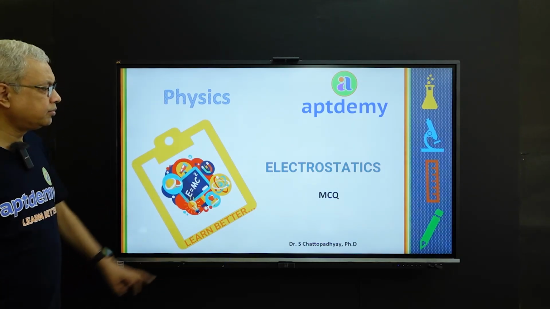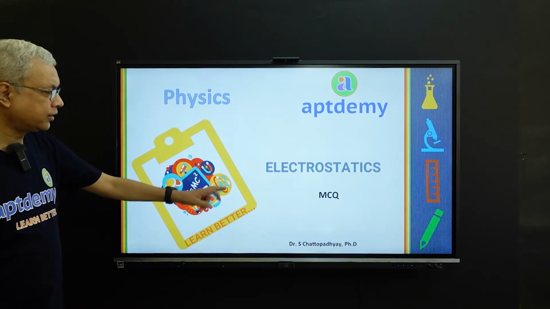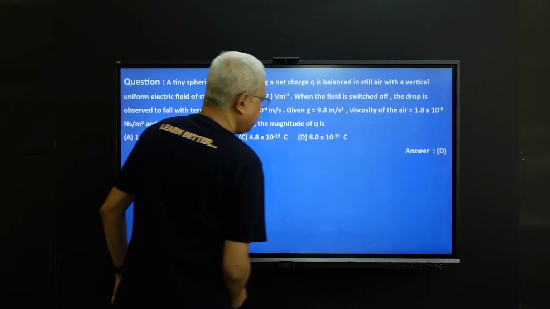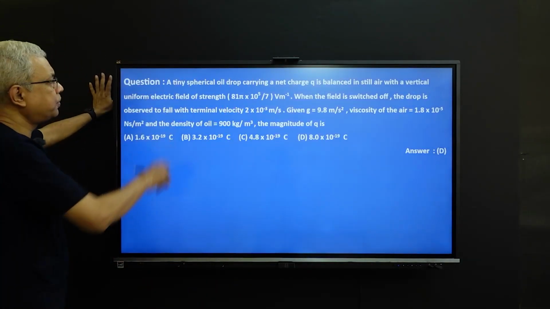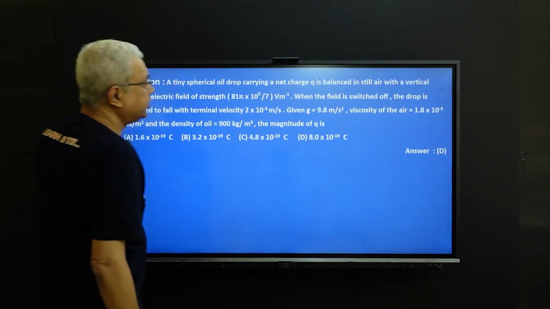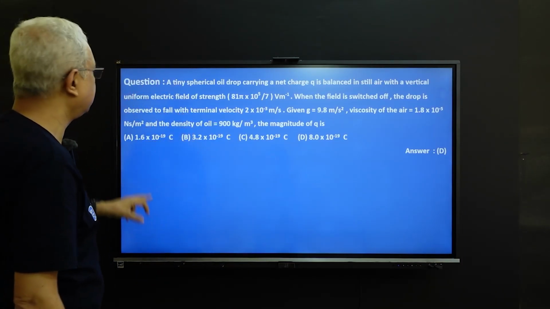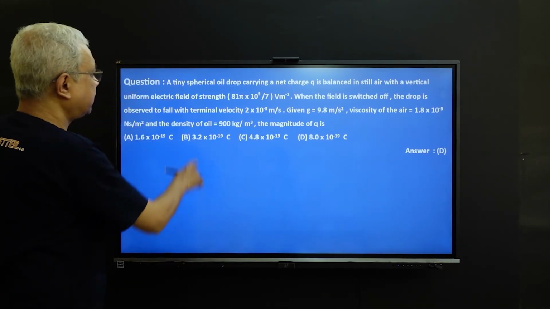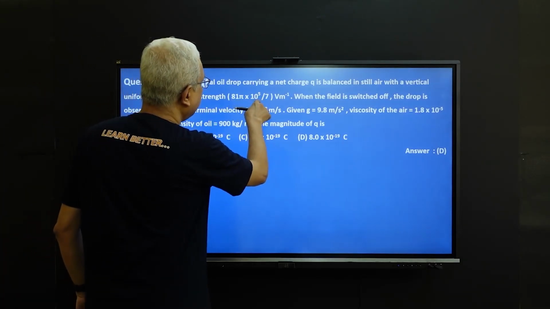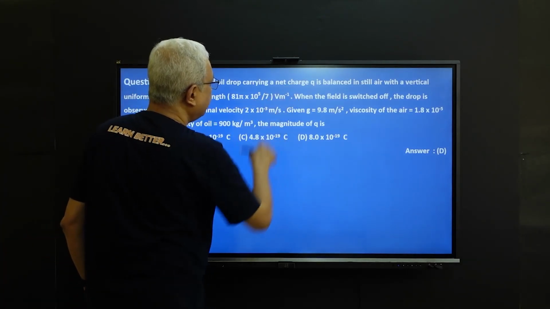Today we will consider an MCQ type problem from electrostatics. See the statement of the problem. A tiny spherical oil drop carrying a net charge Q is balanced in still air with a vertical uniform electric field of strength 81π × 10^5 / 7 volt per meter.